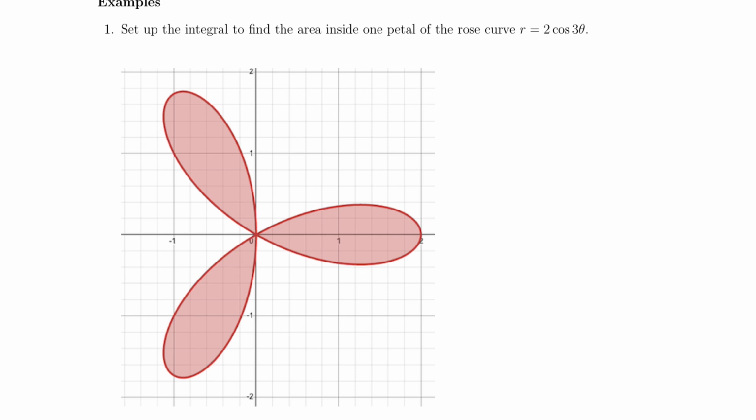Alrighty, write your integral down. I want one petal. Do as far as you can go. Write as far as you can go. Yes, sir.